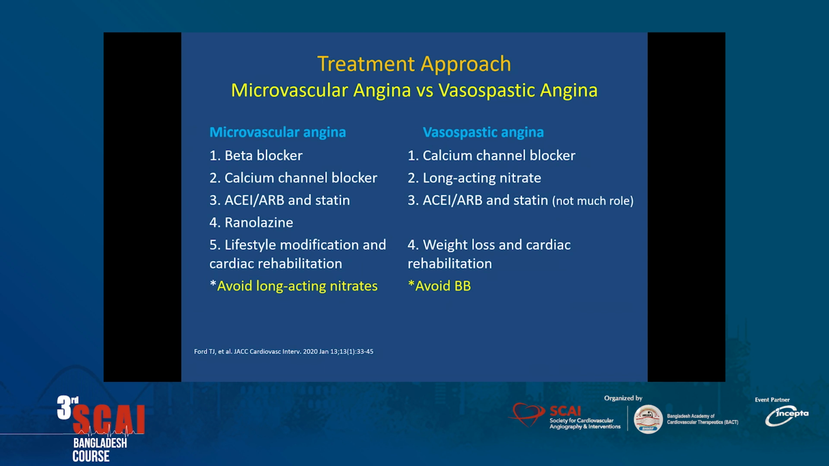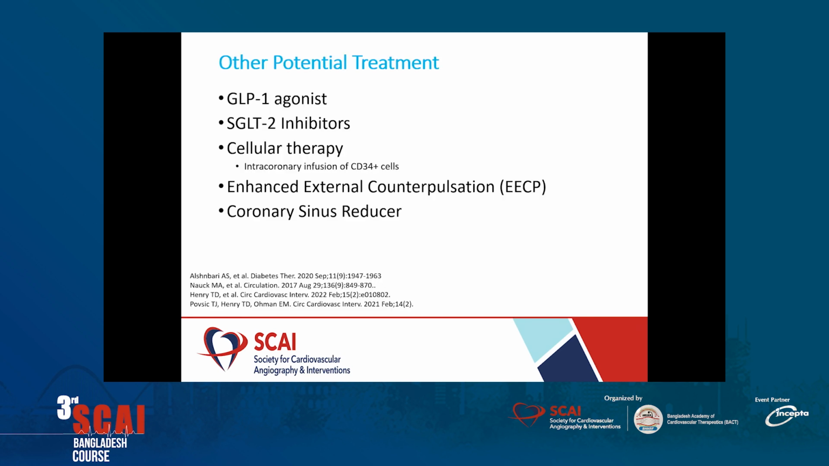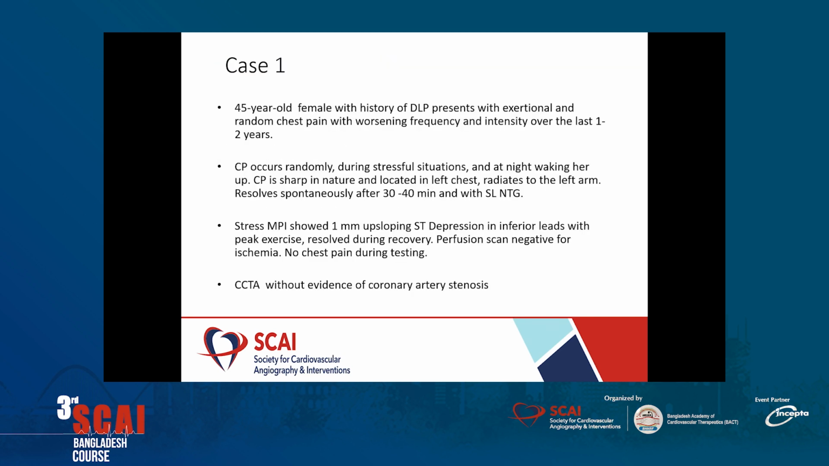If you have a microvascular angina, based on the endotypes, you give the beta blocker first, and you also add the calcium channel blocker, and all other things are common. If you have a vasospastic angina, you do not give the beta blocker, but you give the calcium channel blocker and add the long-acting nitrate and keep giving the treatment. So microvascular angina, avoid long-acting nitrate. Vasospastic angina, avoid the beta blocker. There are multiple other treatments on the horizon. You can try them if you have refractory angina after treating with the first ones. There are a couple of other treatments ongoing too, but we'll finish with a case.